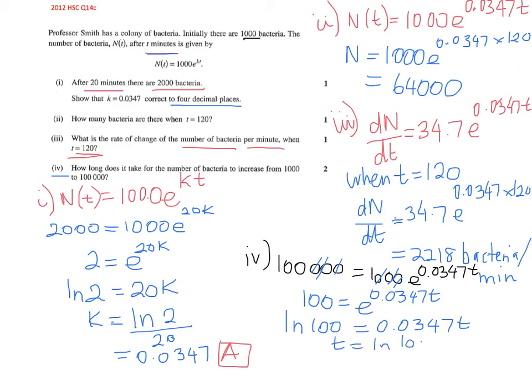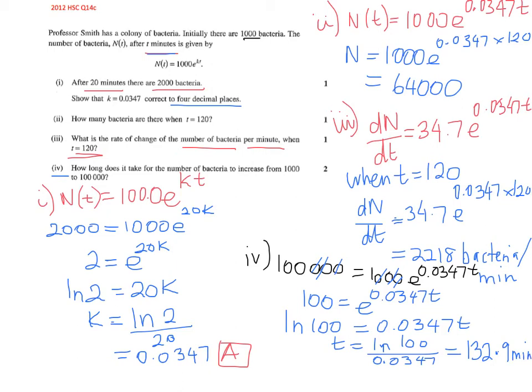Log of 100 divided by 0.0347. So really you're typing in your calculator log of 100 divided by alpha A. And you should get 132.9 minutes. Because remember, t is in minutes.